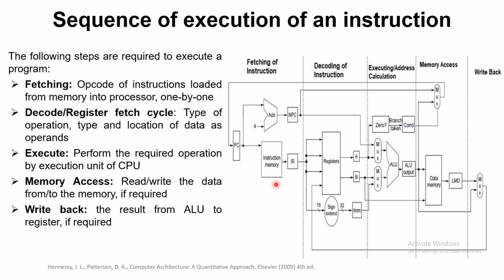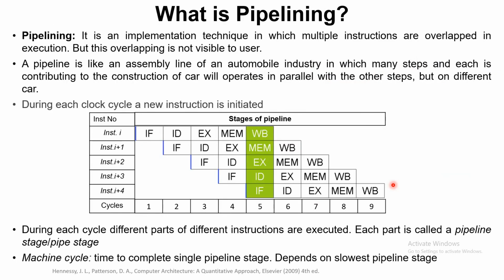So under these circumstances, if we assume that a processor has 5 different stages to execute one instruction, then that particular instruction requires at least 5 clock cycles to complete, because at one time only one stage will perform its operation, and the rest of the stages will not perform any operation. So this is known as unpipelined data path.